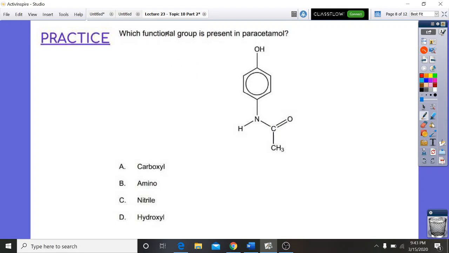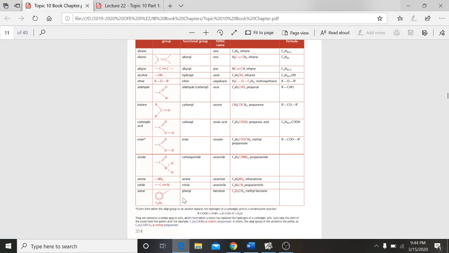Next one. Which functional group is present in paracetamol? I'm sure a lot of you already went, uh-oh, there's that alcohol. Do you remember what it's called? You're right, it's a hydroxyl, and the answer indeed is hydroxyl. However, let's say you hadn't gotten there that quickly. You might have been like, oh my God, there's those N groups, right? And there are N groups. So let's take a look at them.